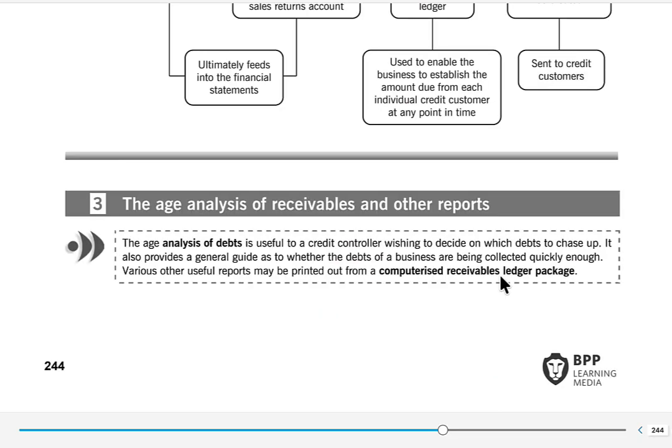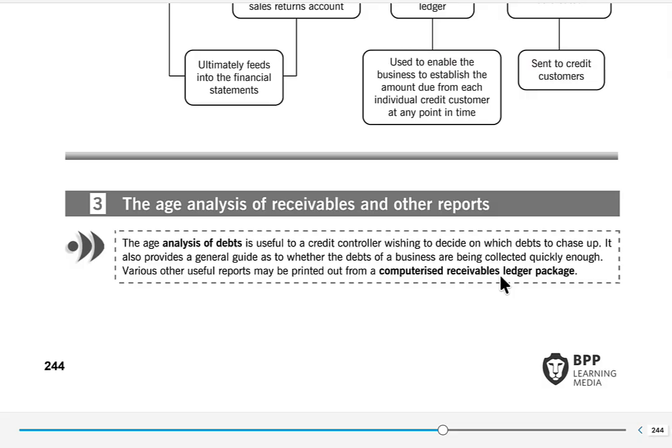Class, now we move to Lesson 3 in Chapter 13, titled The Age Analysis of Receivables and Other Reports. Let me frame this lesson in a very practical, office-based way. Up to this point, you have learned how a business records credit sales, returns, and receipts, and how it keeps customer personal accounts in the receivables ledger. That gives us a detailed record.